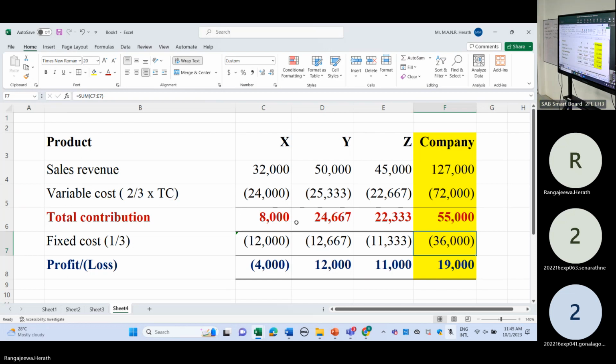Then, by dropping product X, you can save this loss. You can save the full cost. So if that is the scenario, based on a financial perspective, you can say, yes, go ahead and drop the product X, because you can save the 4,000 loss.